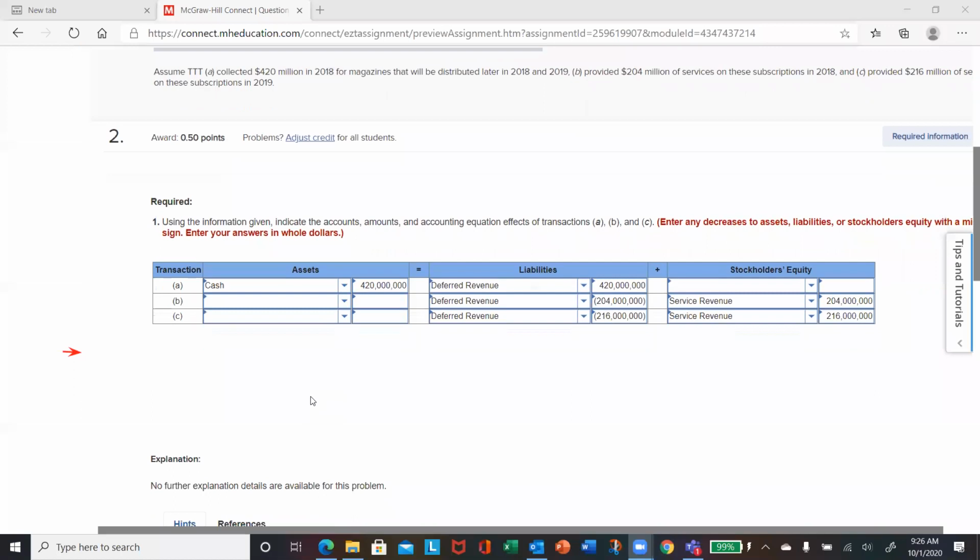So the impact, first of all, on your accounting equation. Notice that they got the cash, so that would have been an increase to your assets initially. And of course, that would have gone right into your deferred revenue. Remember, that's a liability, that's an obligation. So that would be your initial effect on part A. And then as they start to earn the revenue, they would reduce the liability. So here's your reduction of your deferred revenue, $204 million, and of course, increasing your service revenue by $204 million. And then the same thing in part C, you're decreasing your liability and then increasing your revenue as you earn it.